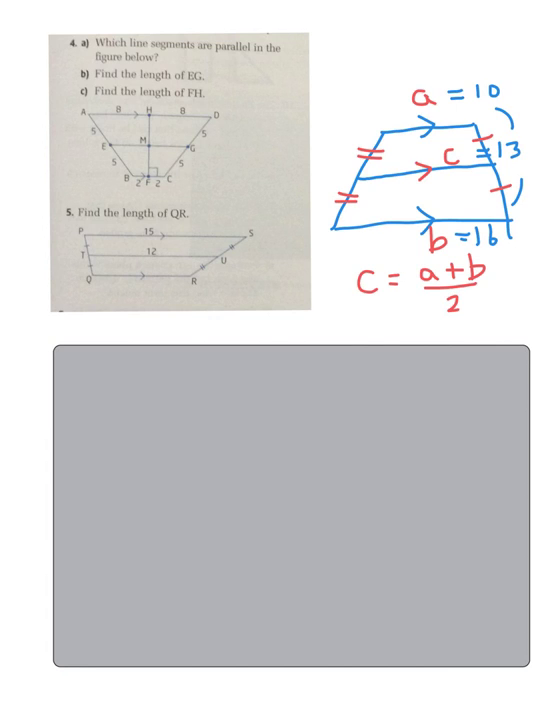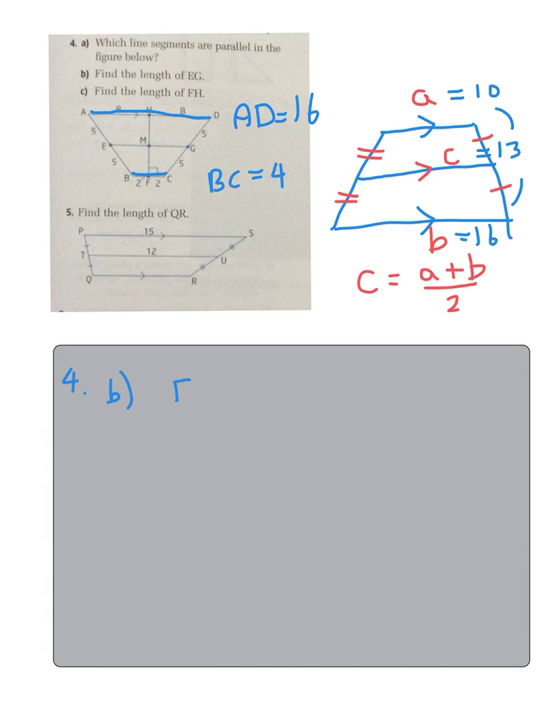So question 4 says, which line segments are parallel in the figure below? We already know that AD is parallel to BC. Find the length of EG. So you know that AB equals 16. And you know that BC equals 4, 2 plus 2 and 8 plus 8. So therefore, this is question 4, part B.